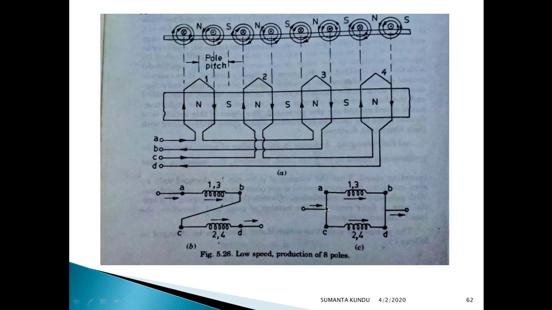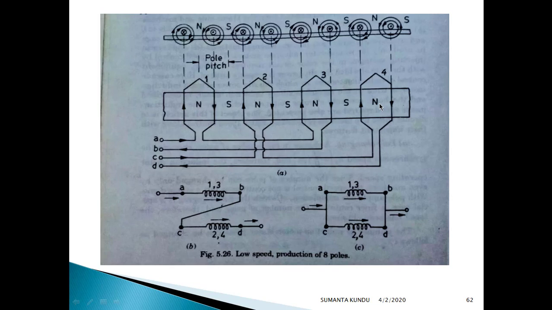So here also you can see that from A the current is entering and from B it is exiting, and from C current is entering and D is exiting. But here the connection is 1, 3 in parallel with 2, 4. So by series and parallel connection, we can make the number of poles 8.